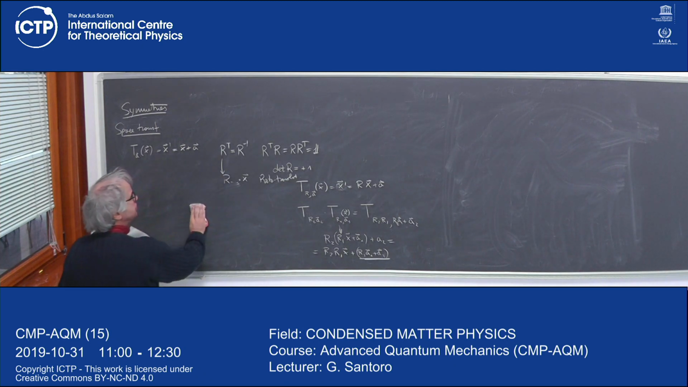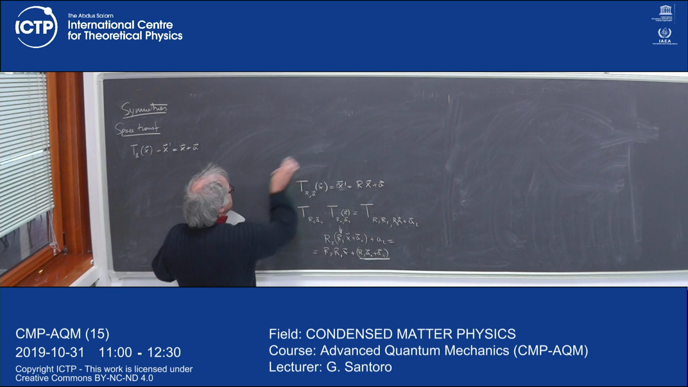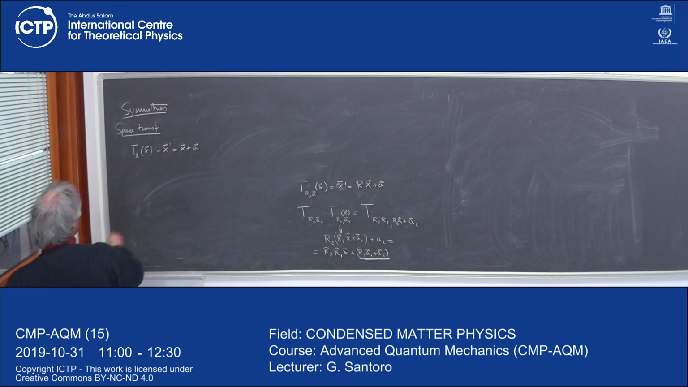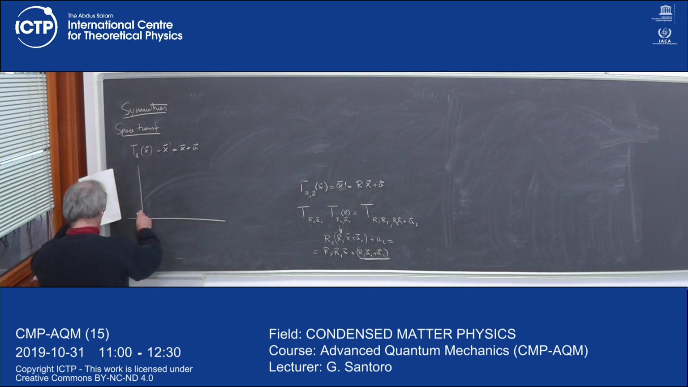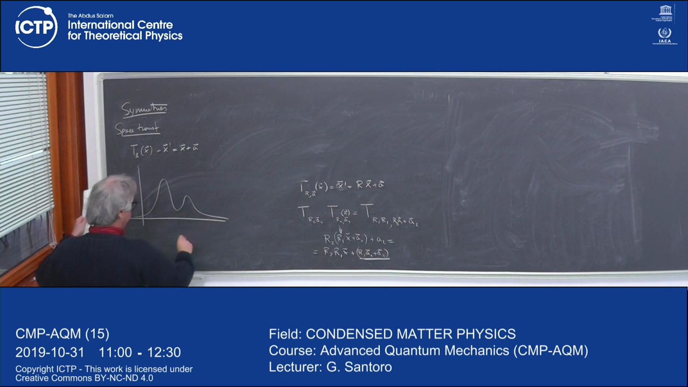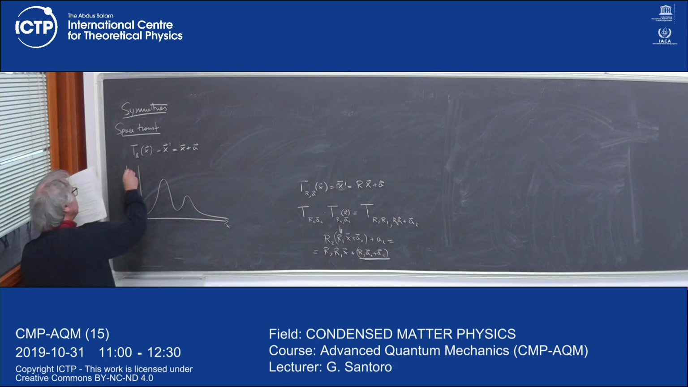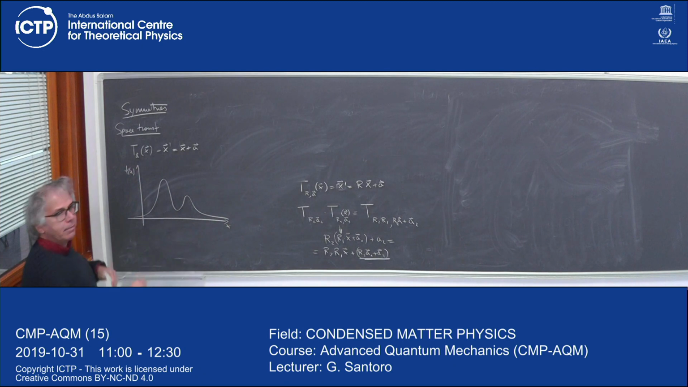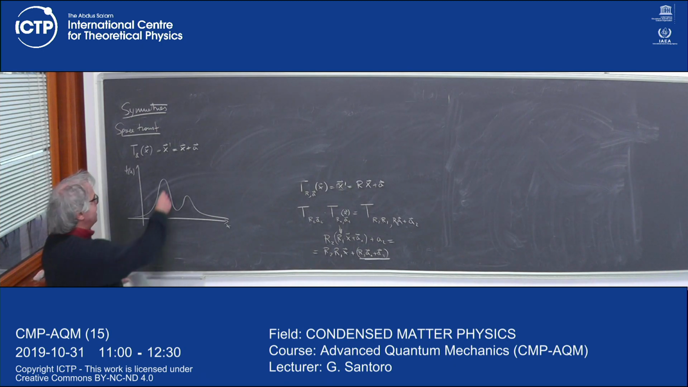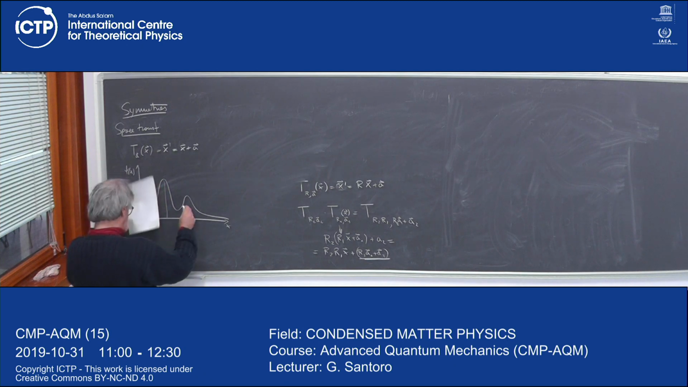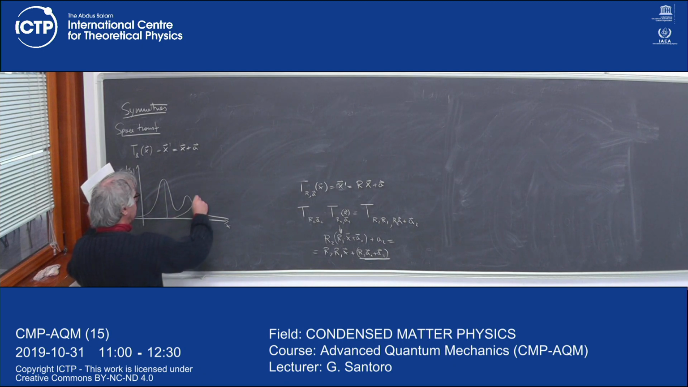I have a function here, something like this. This is x, and this is psi of x. One dimension, simple. What is the meaning of translating this function by, say, this much? It means that the function becomes, let me draw it, something like this.